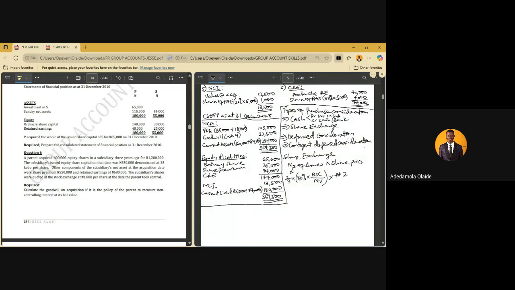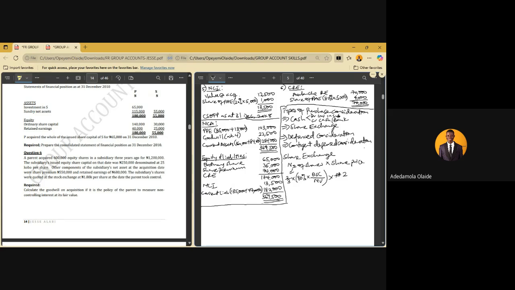And I said they can even make it a bit technical and still not give us the number of shares in the subsidiary. If that is the case, the number of shares in the subsidiary will be the ordinary share capital of the subsidiary divided by the nominal value of the subsidiary shares.